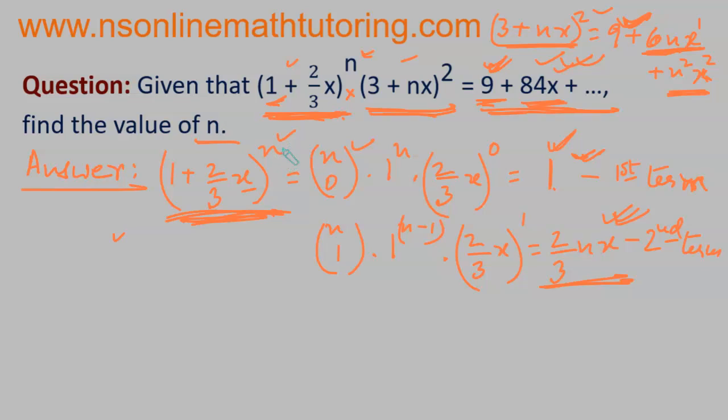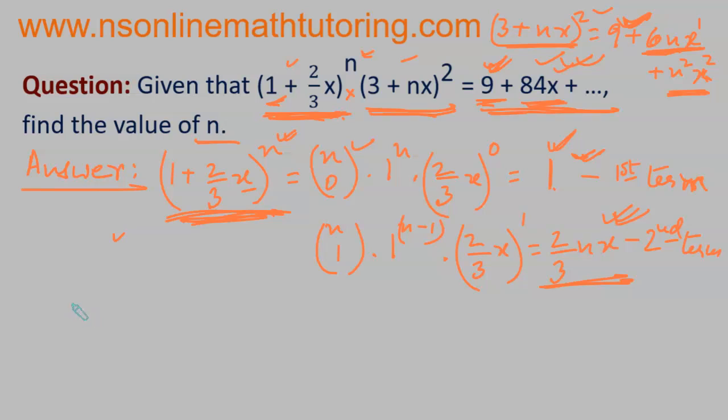If n is equal to 1, then it will be simply 1 plus 2 over 3x. And in that case, 2 over 3x will get multiplied with 9 to give us 2 over 3x times 9, which will be 6x. But we do not know the value of n. N may be equal to 1. Let us try to find the value of x. Not x, but n. Okay.